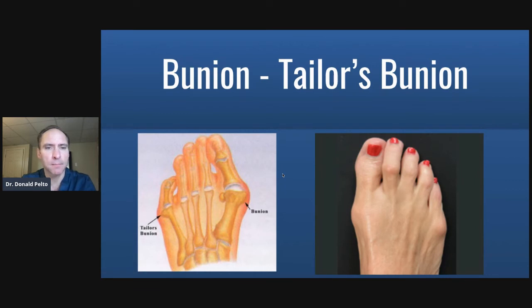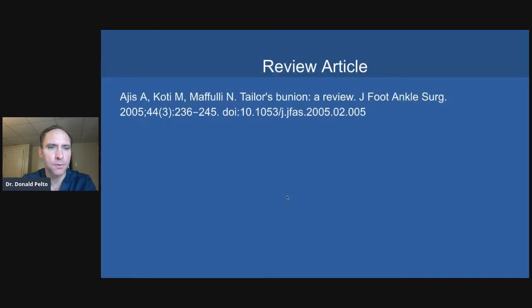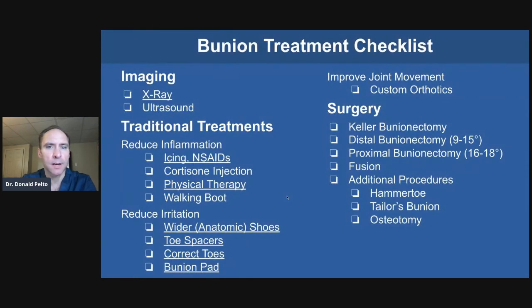We'll get into the bunion aspect. So here is an example of a bunion, and this is an example of a tailor's bunion. So a tailor's bunion is on the outside, a bunion's on the inside. And here's some pictures. Here's a review article for you. How do I start with this?